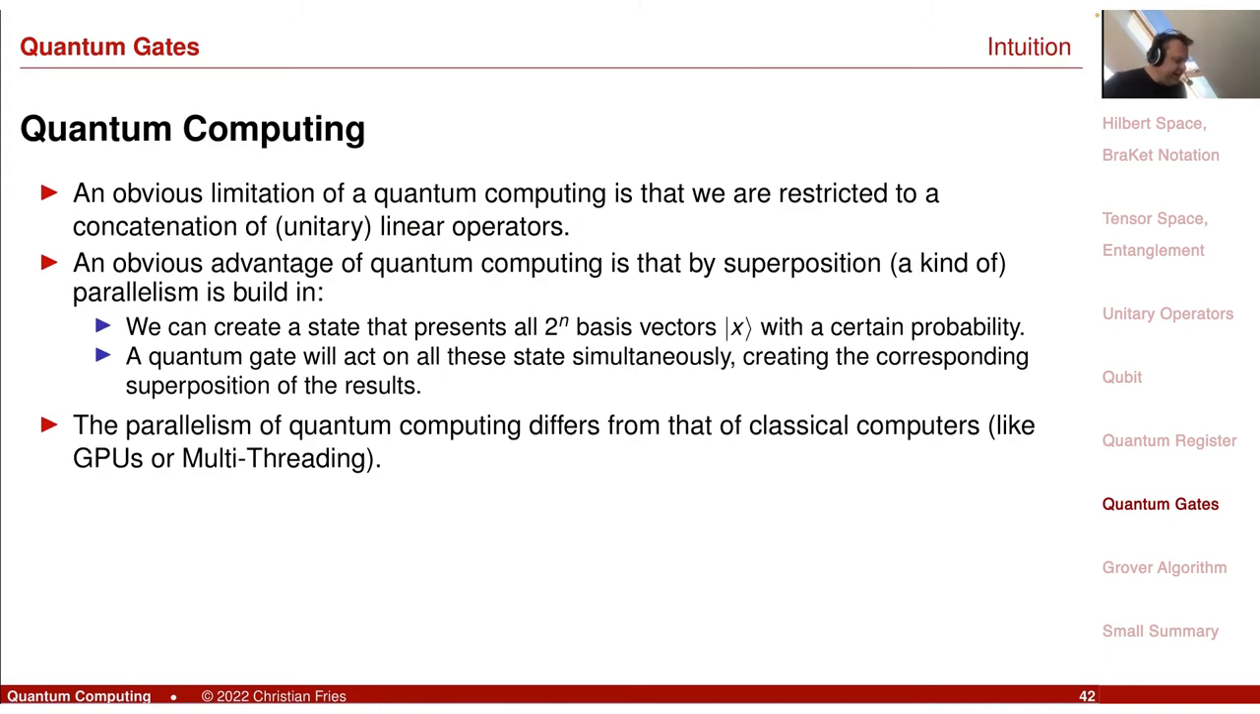So maybe a small summary. It appears a little bit as a limitation that we are restricted to unitary operators. An obvious advantage is that we have some kind of parallelism by superposition. Another advantage is that we have a huge dimension, 2^n. And I have a comment that this way of parallelism is different from what you have in classical computers, later.